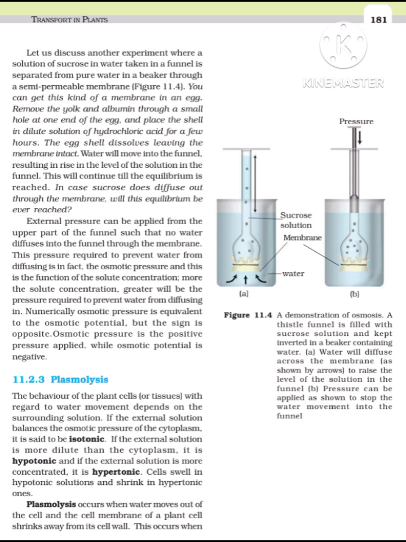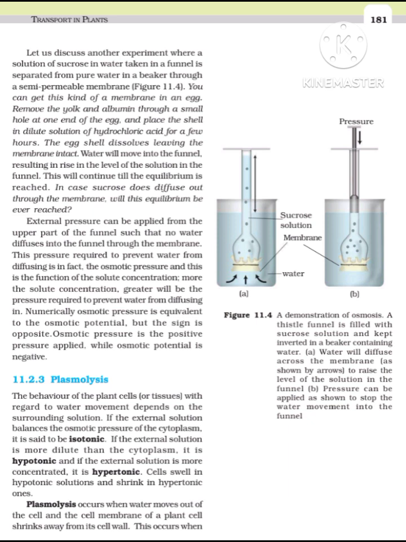1.2.3 Plasmolysis. The behavior of the plant cells, or tissues, with regard to water movement depends on the surrounding solution. If the external solution balances the osmotic pressure of the cytoplasm, it is said to be isotonic. If the external solution is more dilute than the cytoplasm, it is hypotonic, and if the external solution is more concentrated, it is hypertonic. Cells swell in hypotonic solutions and shrink in hypertonic ones.